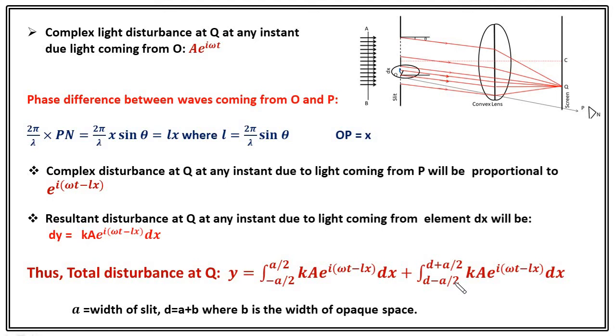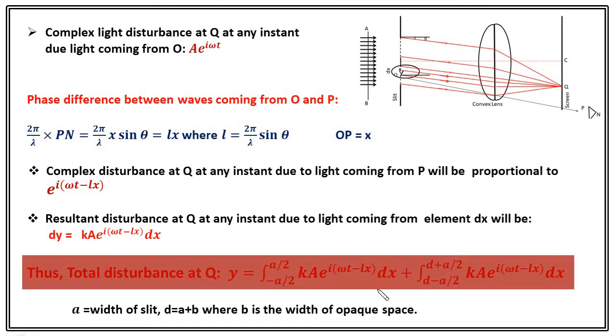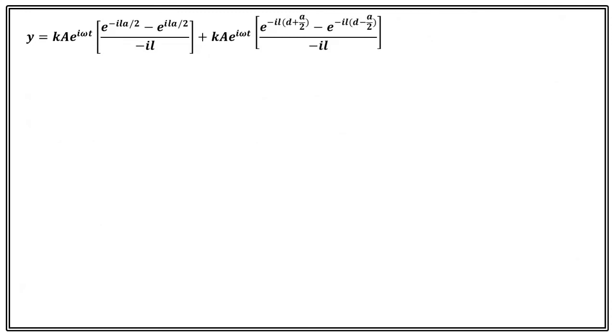Now we can calculate the intensity by solving this, and then just by varying theta we can calculate the intensity at any point on this screen. So let's solve it. It's a very easy integration. Look at here carefully: as this integration is over dx, we can take out k capital A e to the power i omega t outside of this integration, then perform it and substitute the limit. You will get y equals ka e to the power i omega t times this factor for the first integration, plus ka e to the power i omega t times this factor for the second integration.